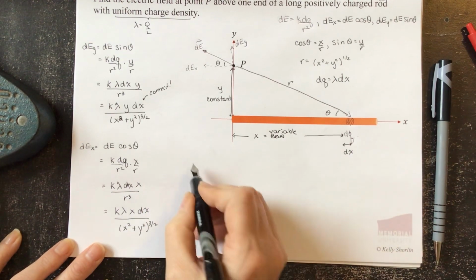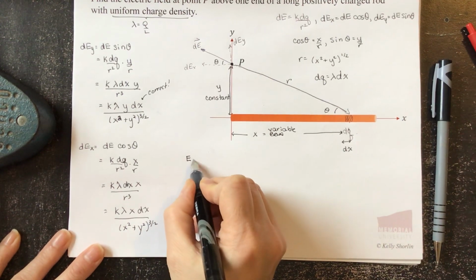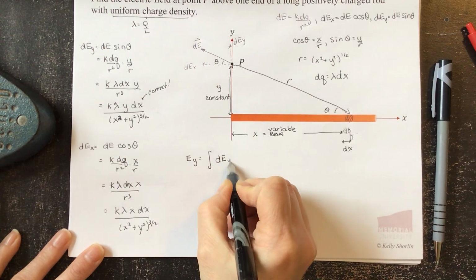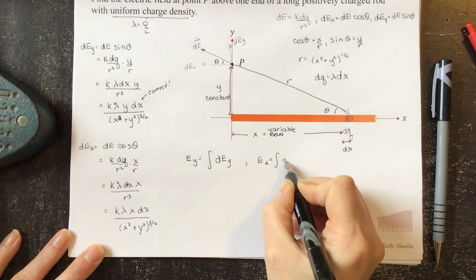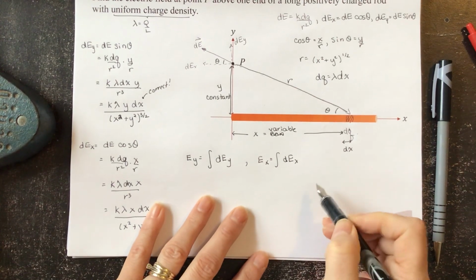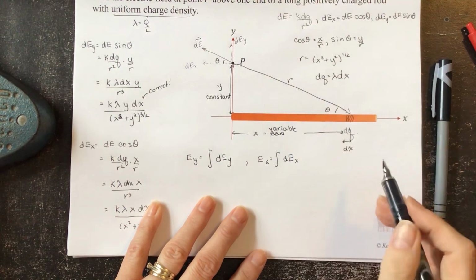To find our total electric field, we're going to have to sum each of these bits up. So Ey is going to be the sum of dEy, and Ex is going to be the sum of all the dEx's. So now let's come back to, are any of these going to be 0? Do we have any symmetry working in our favor here?